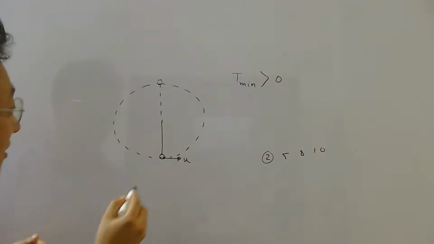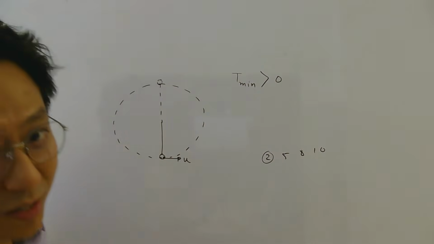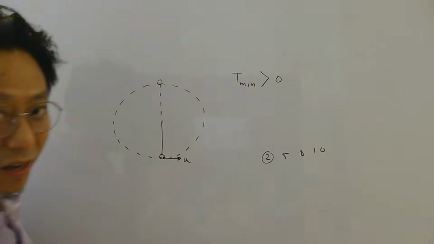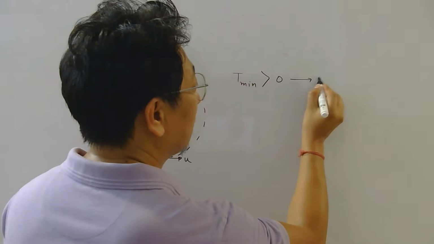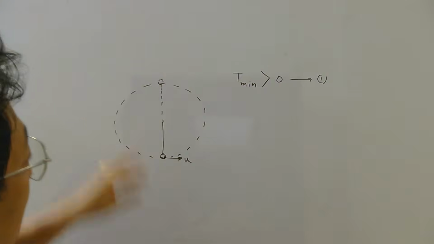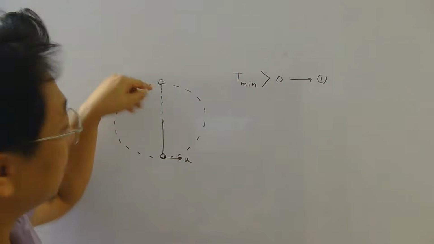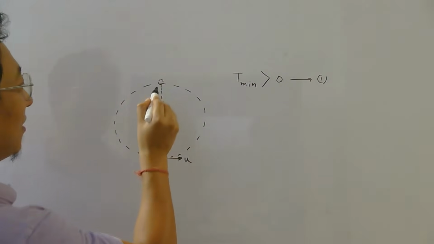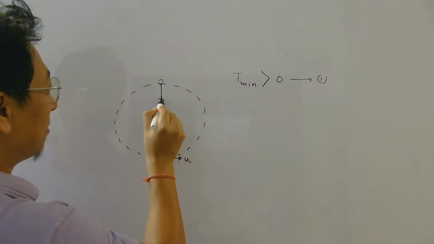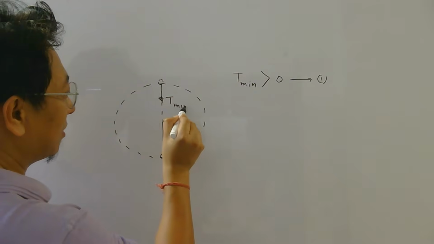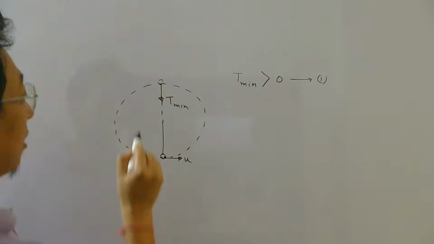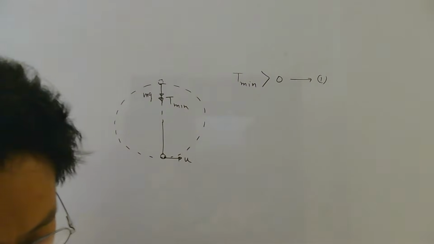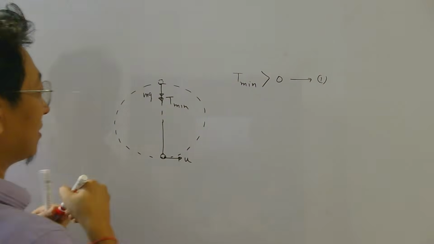So the condition for completing the loop is that the minimum tension, which is here, should be greater than 0. Let's call this equation 1. At which point does tension become minimum? The highest point. And to find tension, we always make use of Newton's law. So here tension is minimum. Let me call it T minimum, along the string away from the body. And one more force is mg. And you know there is a centripetal acceleration towards the center.